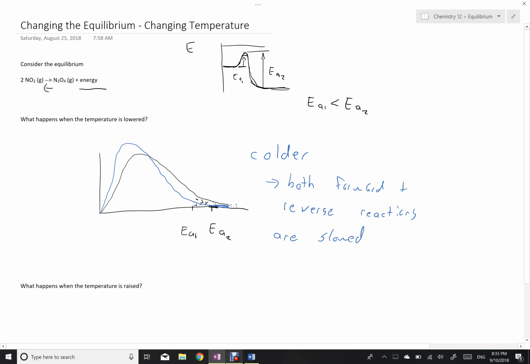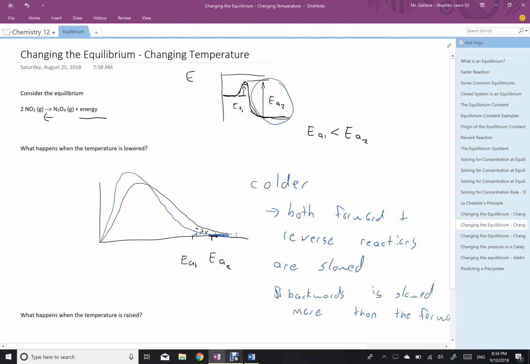But look at this tiny little bit of a population that can still go backwards. What that means then is the backwards reaction is slowed more than the forwards. Because the activation energy associated with the backwards reaction is larger, the reduction in temperature causes a greater effect on that overall reaction rate.